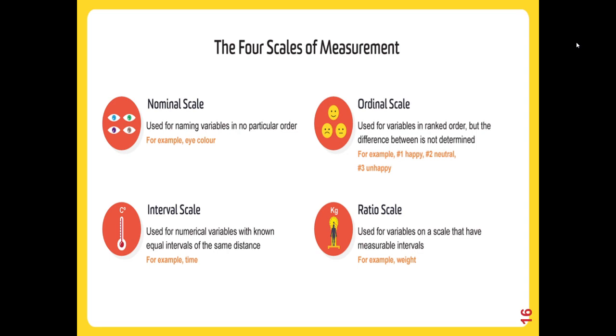So, nominal scale is used for naming variables in no particular order. For example, eye color. Interval scale is used for numerical variables with equal intervals of the same distance. For example, time. Ordinal scale is for variables in rank order, but the difference between them is not determined. For example, 1. Happy, 2. Neutral, 3. Unhappy. Ratio scale is used for variables on a scale that has measurement intervals. For example, weight.